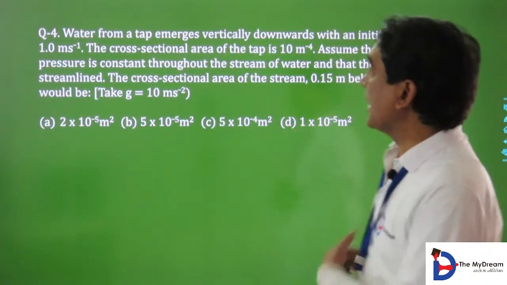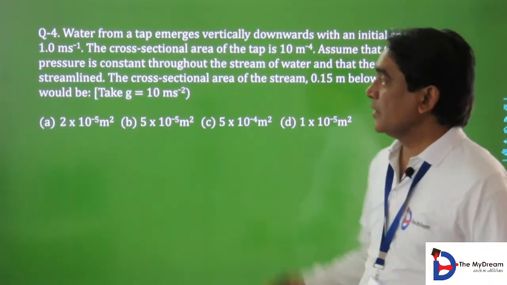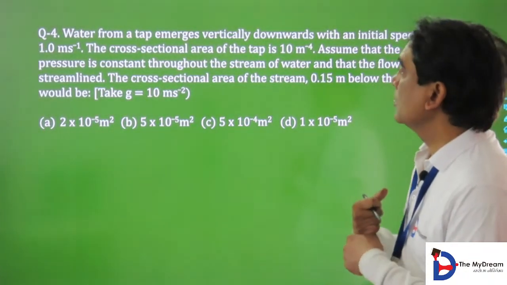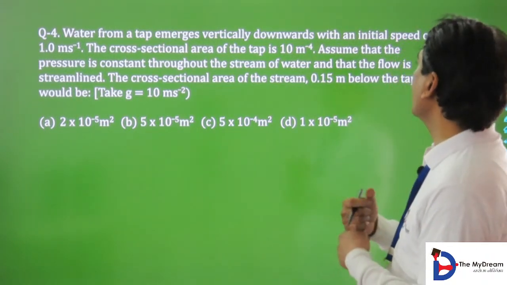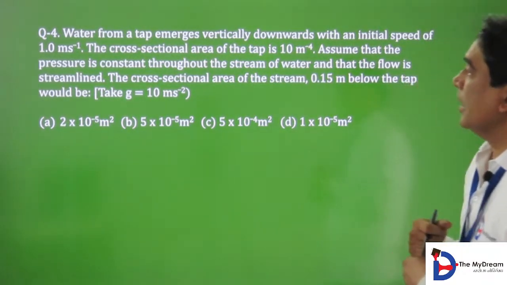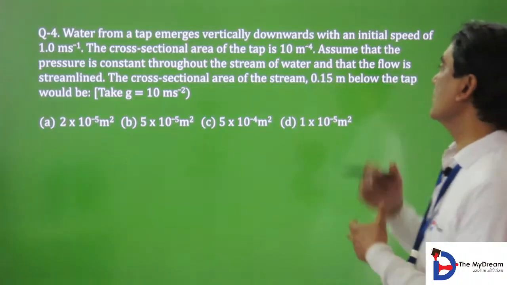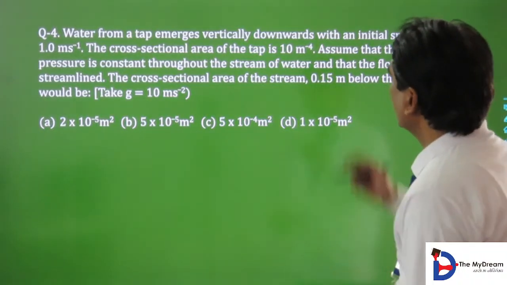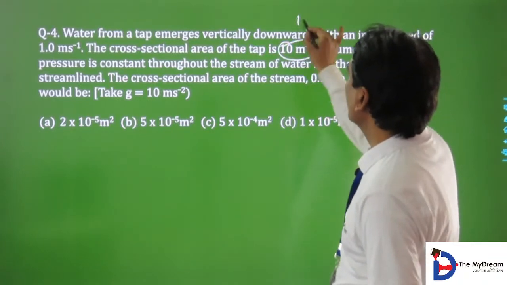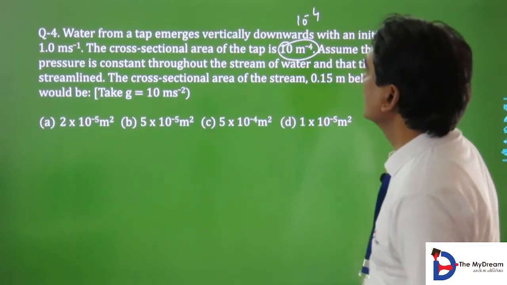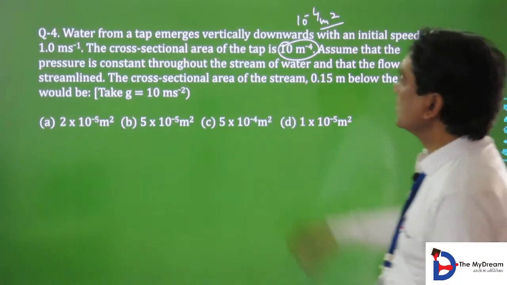The water from a tap emerges vertically downward with an initial speed. The initial speed is given to you, and the cross-sectional area of the tap is 10 raised to power minus 4. This is 10 raised to power minus 4 meter square. This is the correction, because this is the area.